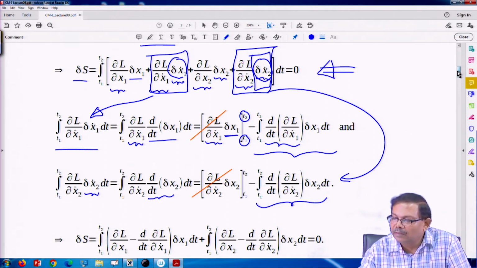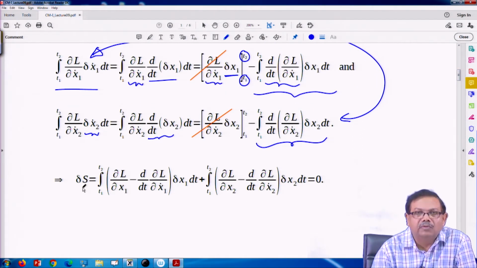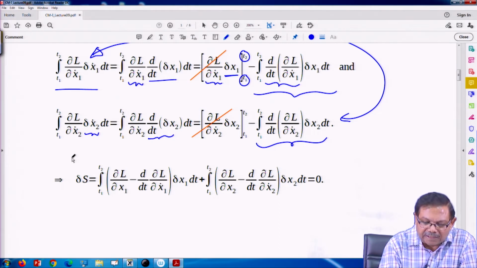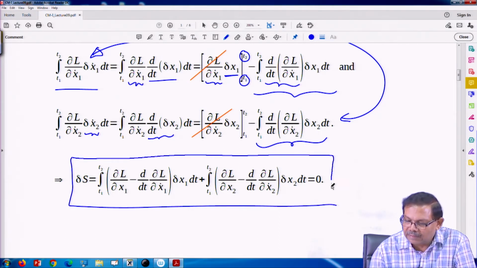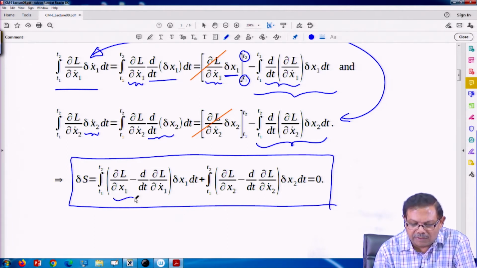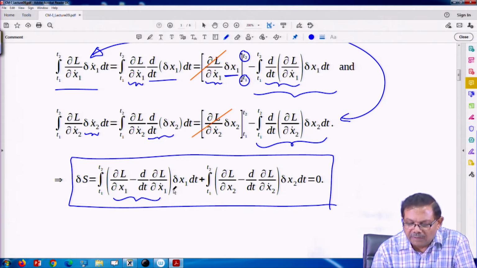Then what do we get? We get an expression for the variation of action S as two parts. The first part, you can recognize, is the Lagrange equation we have done earlier. This is multiplied with delta x 1 and dt. Similarly, for the other coordinate, delta x 2 and dt here.